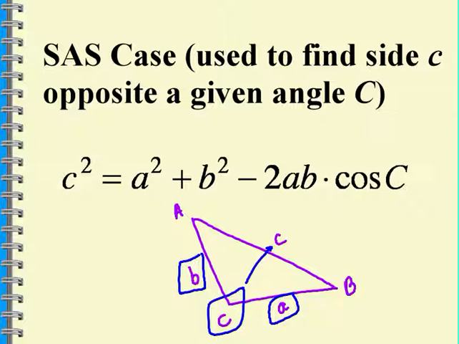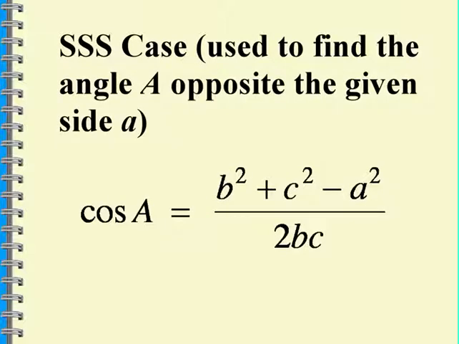Now there's another formula I'm going to show you. This formula will work for both, understand. I actually used to teach it for both, but then I found this formula. Side, side, side case: used to find the angle A opposite the given side A. I actually like this one because I always had kids making mistakes in the other one, simplifying it. Okay, so.